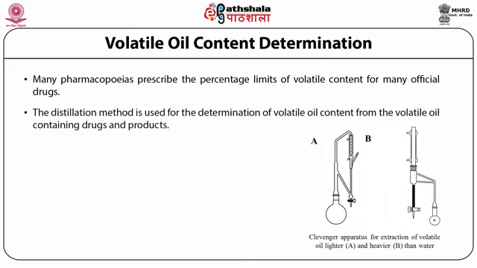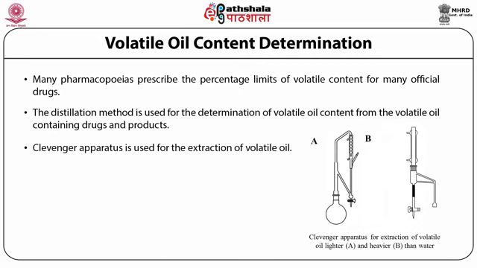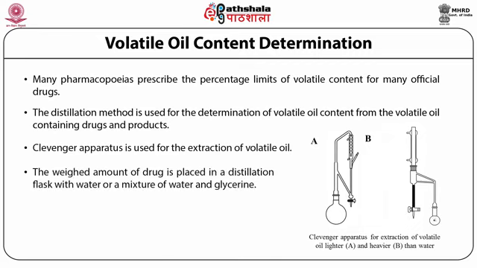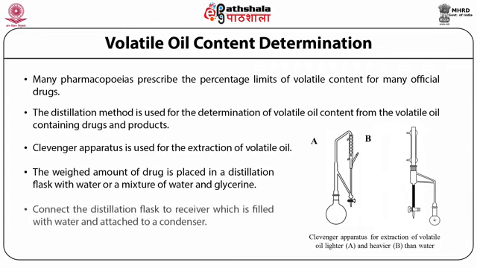The distillation method is used for determination of volatile oil content from the volatile oil containing drugs and products. Clevenger apparatus is used for the extraction of volatile oils. A weighed amount of drug is placed in a distillation flask with water or a mixture of water and glycerin. The Clevenger apparatus is connected to the distillation flask, and the contents of the flask are heated.